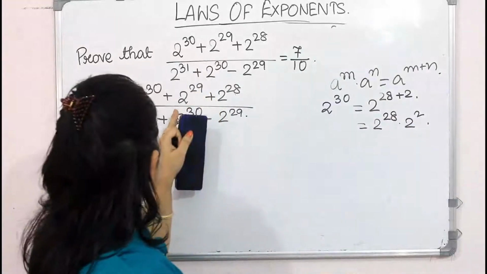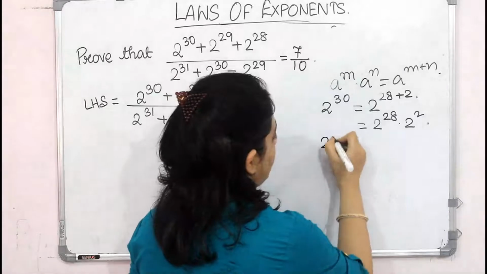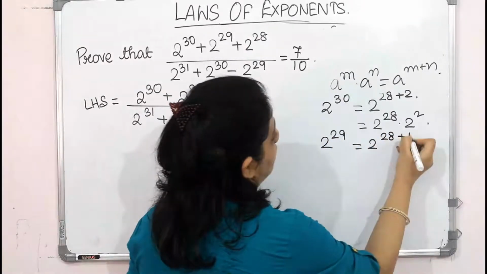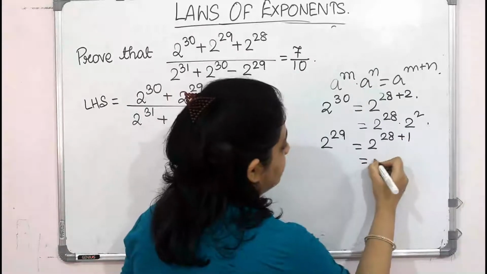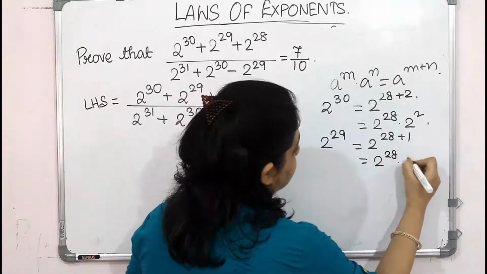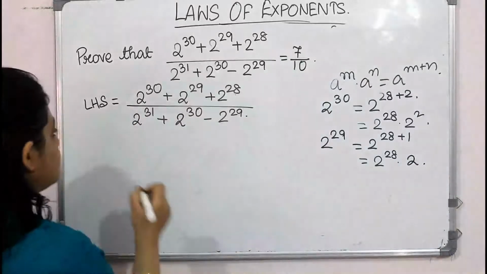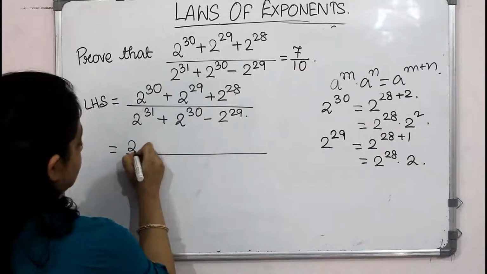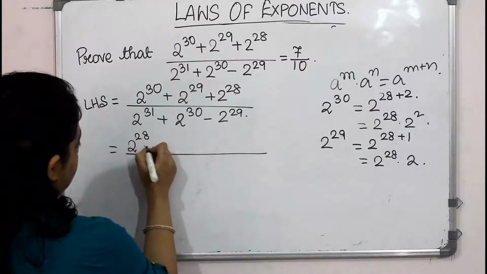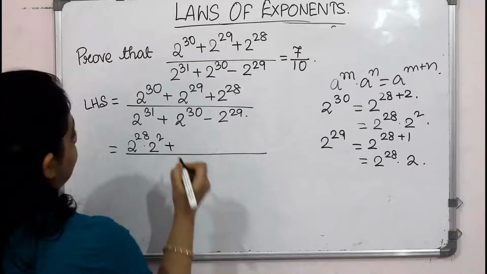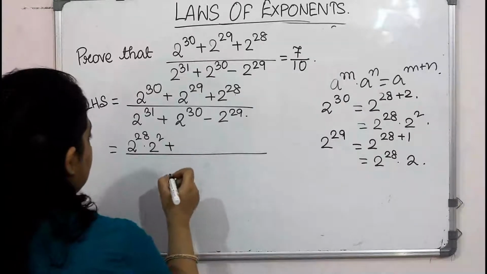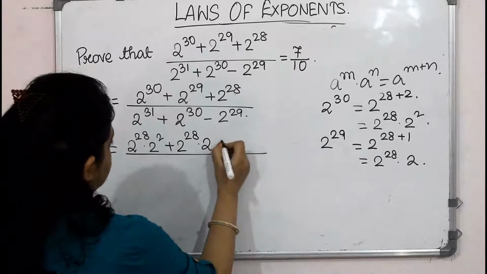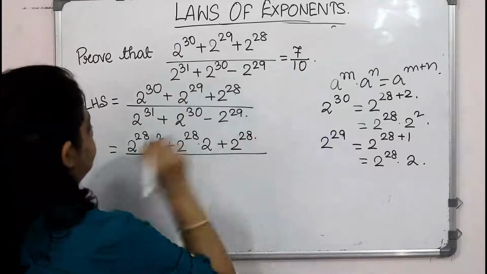Okay, now 2 to the power of 29. 2 to the power of 29 can be written as 2 to the power of 28 plus 1. So this can be written as 2 to the power of 28 into 2. So let's put all these values over here. So this will be 2 to the power of 30. We can write it as 2 to the power of 28 into 2 square, plus 2 to the power of 28 into 2, plus 2 to the power of 28.